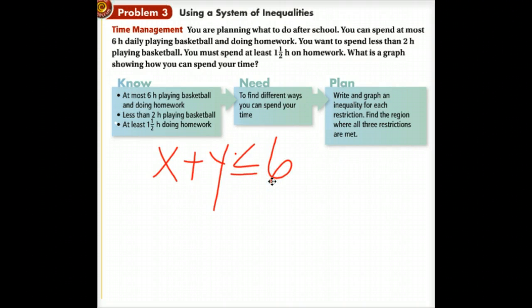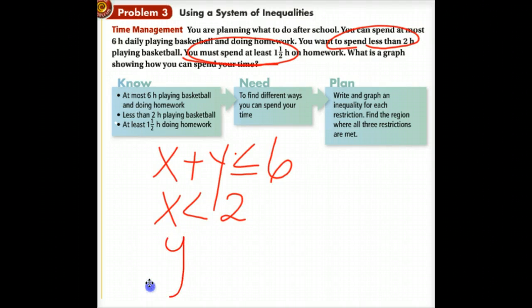All right, you want to spend less than 2 hours playing basketball. So basketball, you want to spend less than 2 hours. And you must spend at least 1.5 hours doing homework. Y has to be greater than or equal to 1.5. All right, those are our 3 inequalities. I'm going to transfer them to the next page.